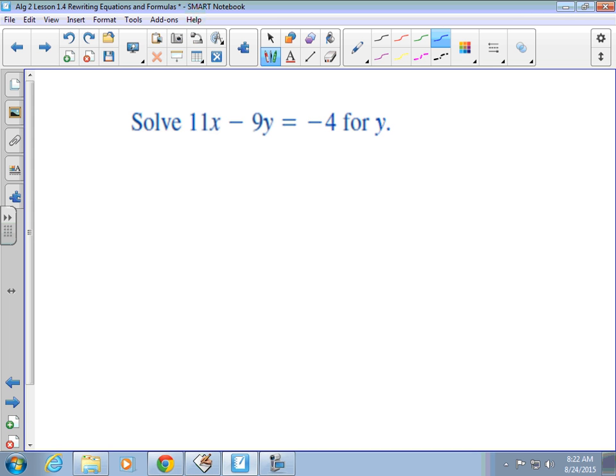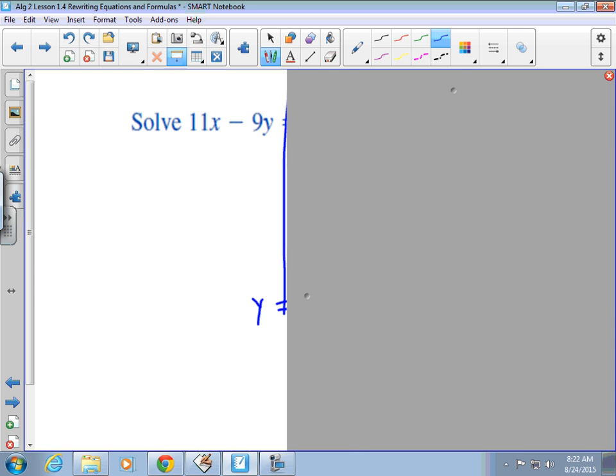Okay, we're trying to get y by itself. We want to get y equals all by itself. That's the goal. So we just look at the left side. Sometimes it helps if you cover up one side to where you can see what you've got to do. What do I have to move over there? I have to move 11x over, and I have to move negative 9 over.